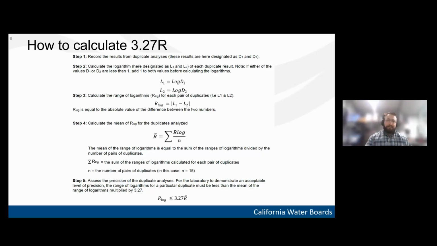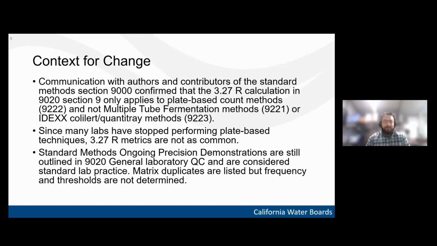Now, I talked to the people that wrote the standard methods, and I was assured on both accounts that this is a pretty common conflation, but this calculation doesn't apply to multiple tube fermentation methods or any of the IDEXX color quantity tray style methods. And I'll get into why that is.